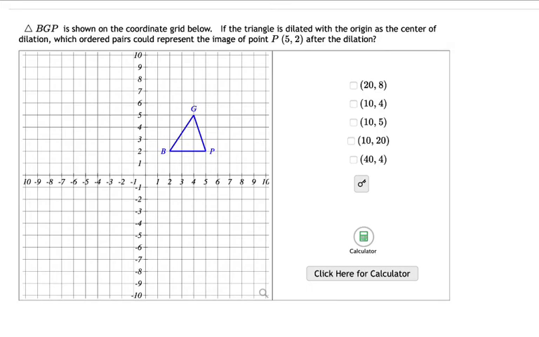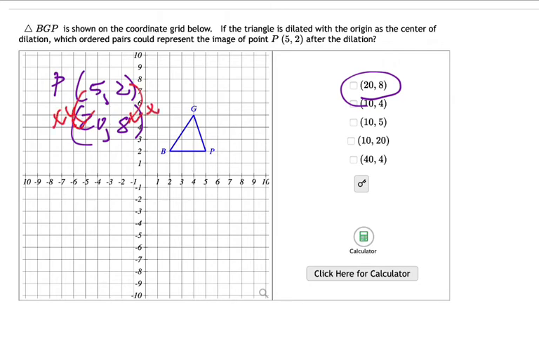Well, anytime the center of dilation is at the origin, we're simply multiplying both the x and y value by the same number. So if point P is (5, 2), and we take the point (20, 8), we can see that we are multiplying by 4 and by 4. So that point would work because that would mean the scale factor is 4. So we know that (20, 8) will definitely work.